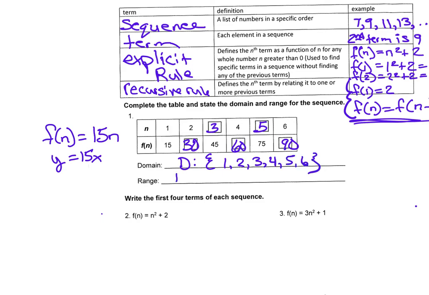Okay, and then the range is all your outputs, all your y values, or your f of n. This is like x, and this is like y. So I would have 15, 30, 45, 60, 75, and 90. Awesome. So now we've just related function notation to domain and range. N is like x, f of n is like y. So now we can write these equations down below.